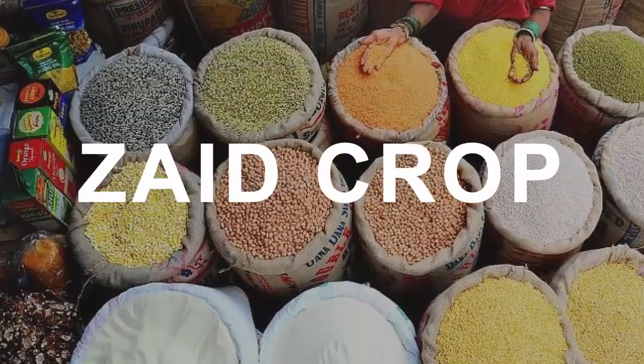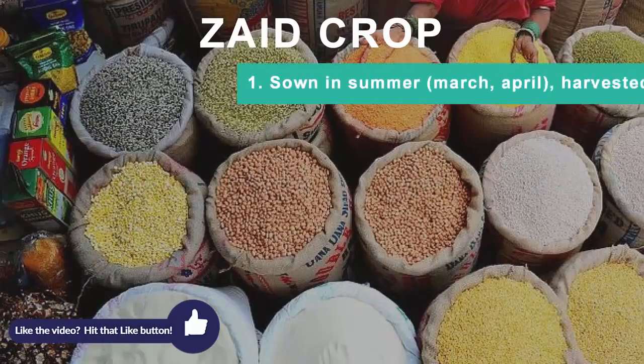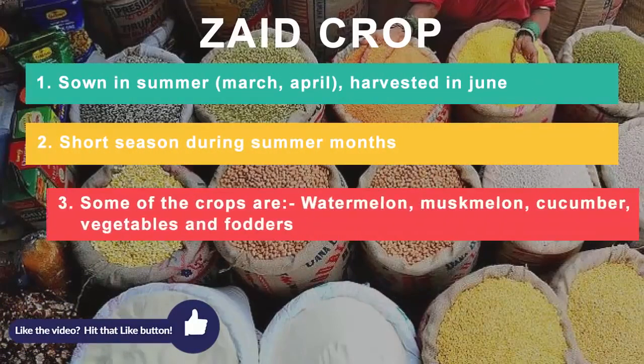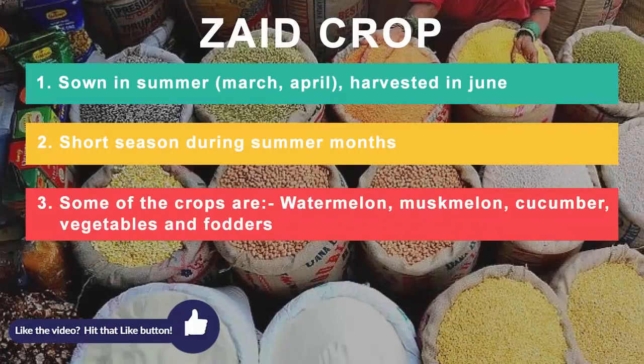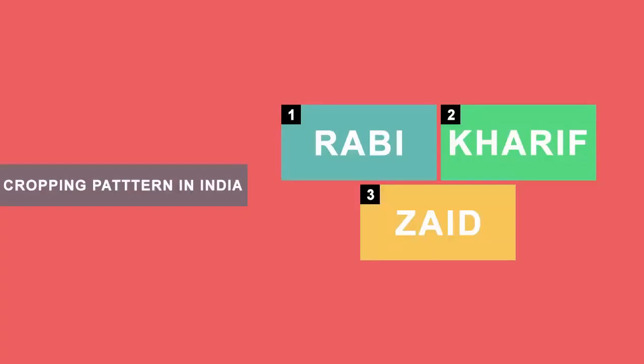So after Rabi and Kharif season, there is something called Zaid season. It is a short season, but it is mostly in the summer. Some of the crops that are grown in this season are watermelon, muskmelon, cucumber and other vegetables and fodders. So all of these crops fall under Zaid crop. With this, we are now aware of the three types of cropping patterns in India.